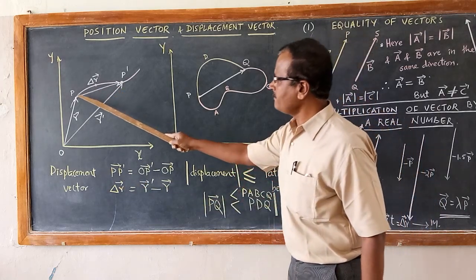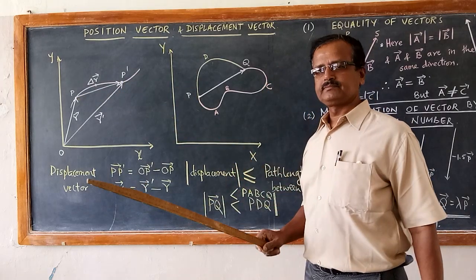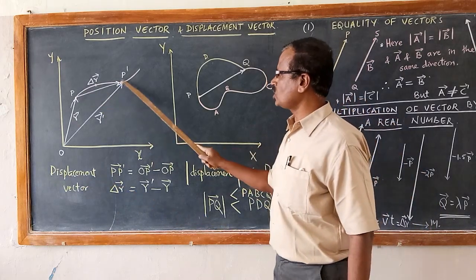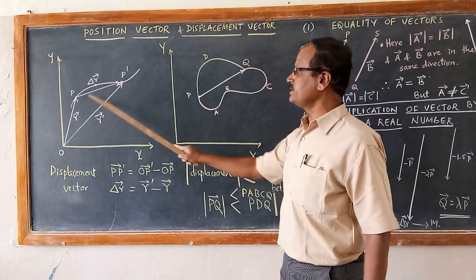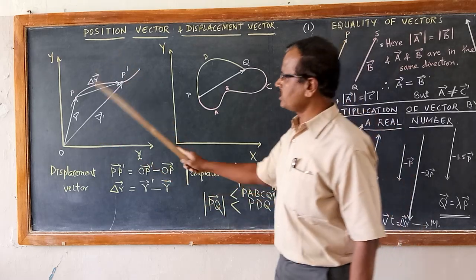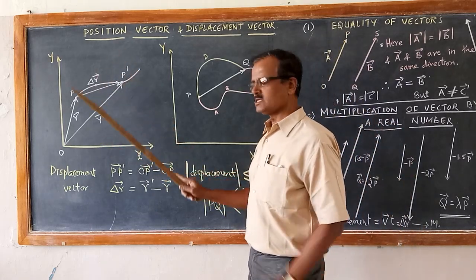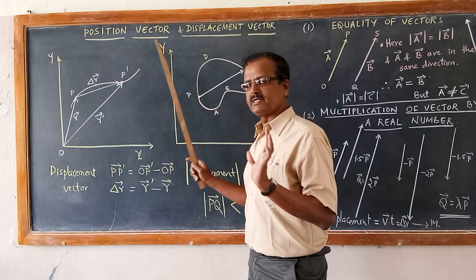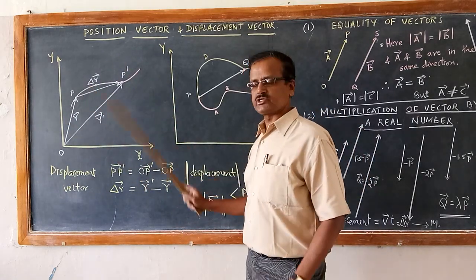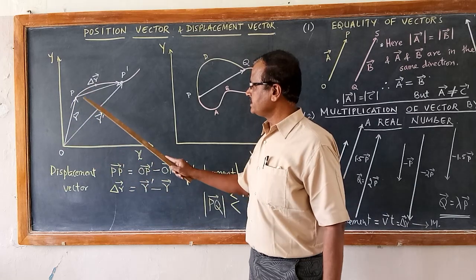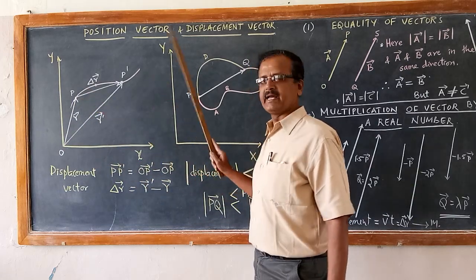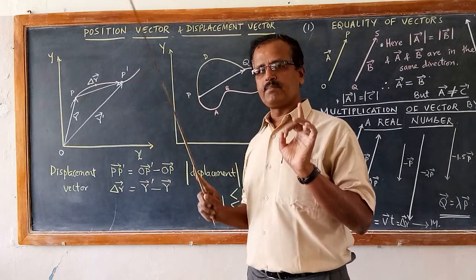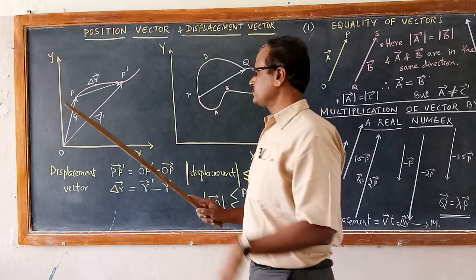It is directed from P to P dash. So you can see it is again the shortest distance between P and P dash. The shortest distance between P and P dash gives us the displacement, and it has a direction. What is the direction? It is directed towards P dash. So this is the position vector and displacement vector.